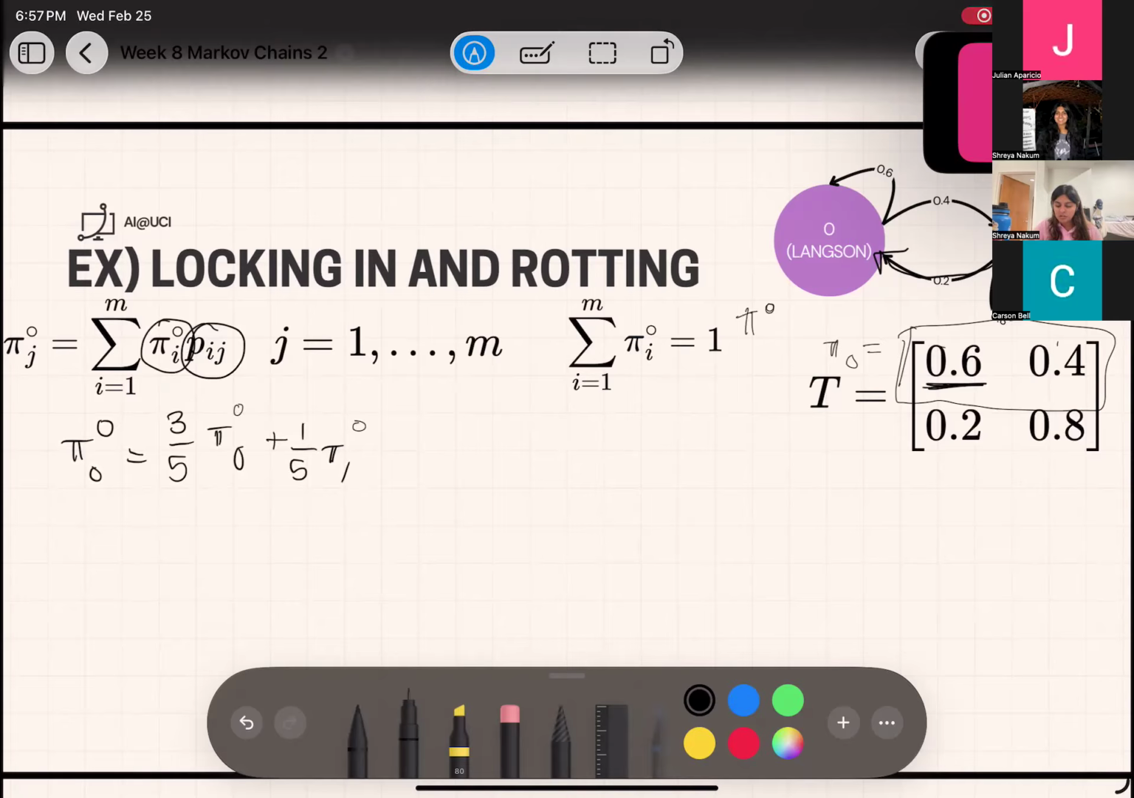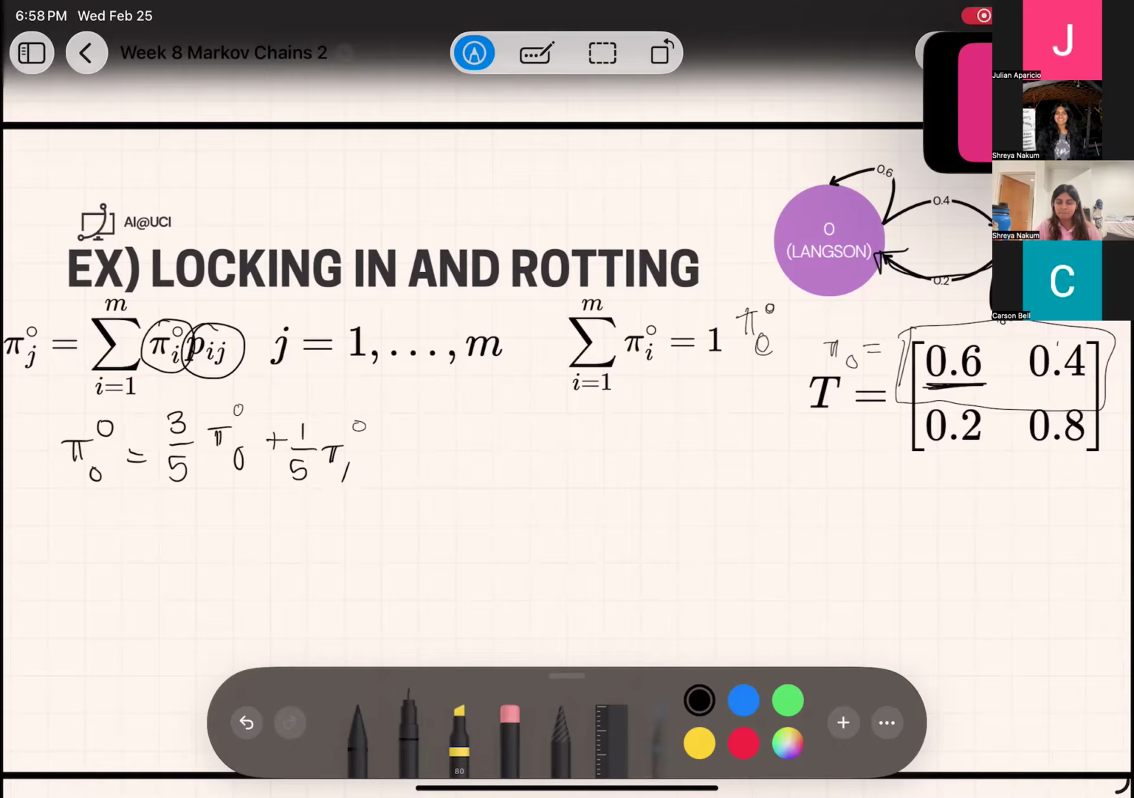Pi with this little dot on top is the steady state probability. That is one number. That is the probability that you're at that state. So pi with a little dot and 0 is the probability you're at Langston. It doesn't matter what time it is. None of that matters, just the probability that you're at Langston. Does the difference between pi and pi with the dot make sense?